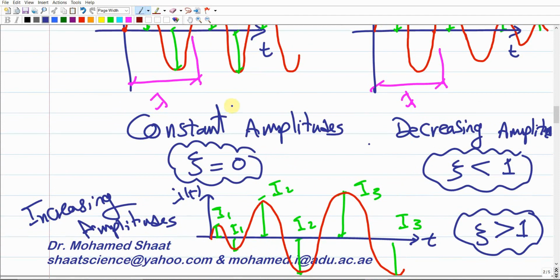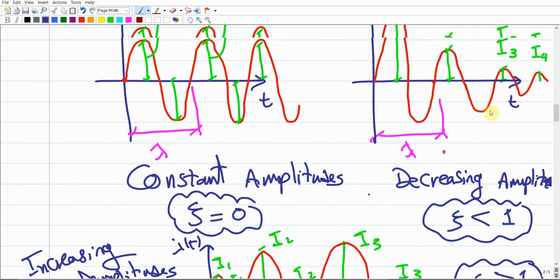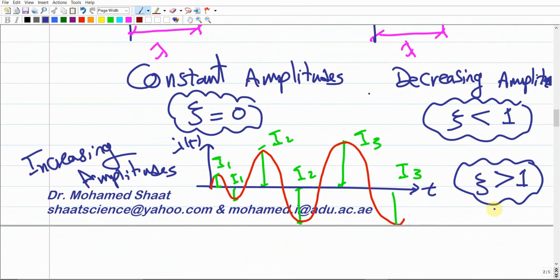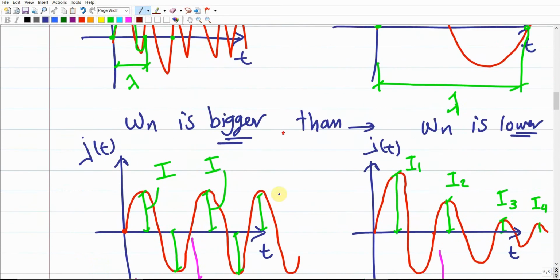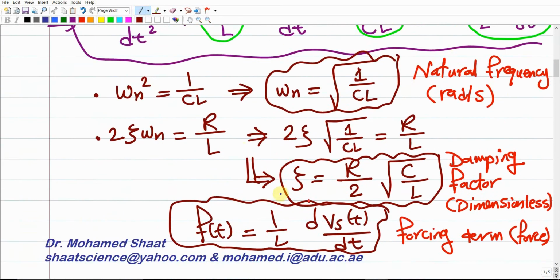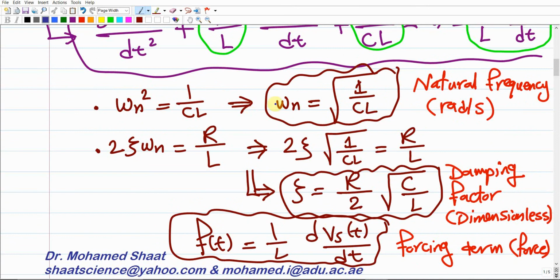If it is not, in case we have constant amplitude, it means that there is no damping factor. The damping factor is going to be zero, or this factor xi is going to be 0. In case of decreasing amplitude, xi should be less than 1. In case we do have increasing amplitude, it means that the xi should be bigger than 1. Make sense? So these are the physical meanings of these two parameters. And here we knew how we can find the value of omega n and xi, depending on R, L, and C.